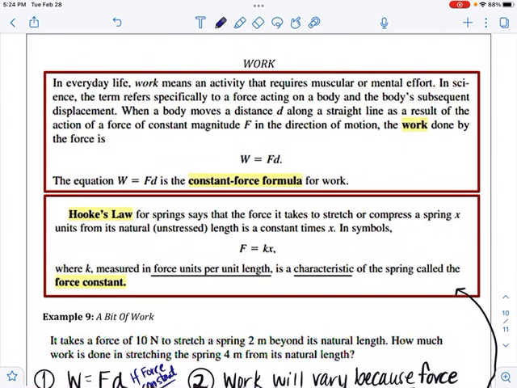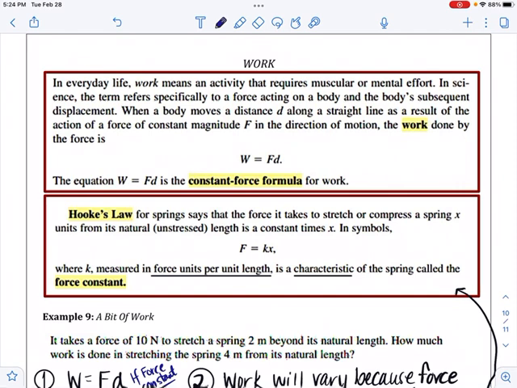In everyday life, work means an activity that requires muscular or mental effort. In science, the term refers specifically to a force acting on a body and the body's subsequent displacement over a distance. When a body moves a distance d along a straight line as a result of the action of a force of constant magnitude F in the direction of motion, the work done by the force is W equals F times d. The equation W = Fd is the constant force formula, which I'll make reference to.